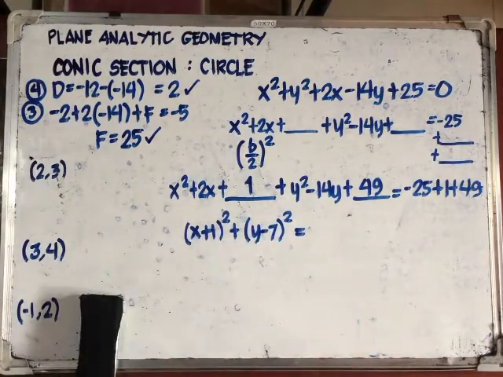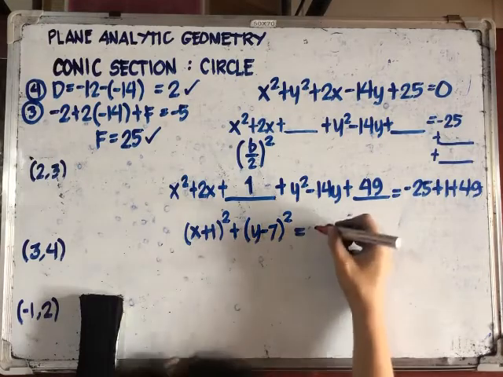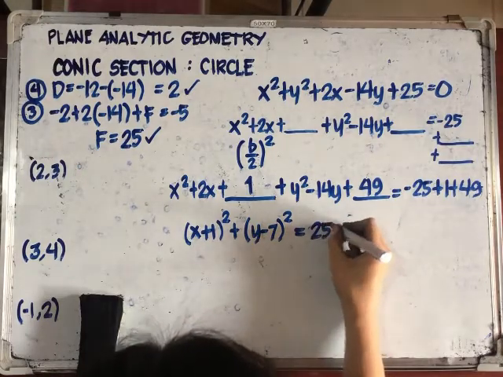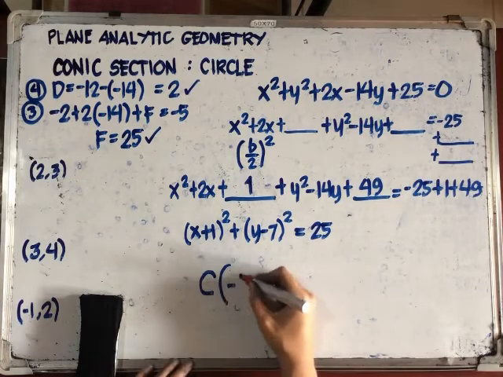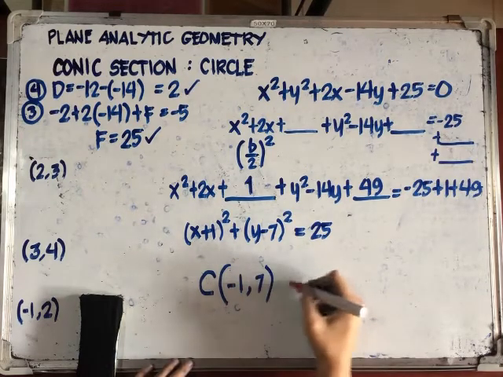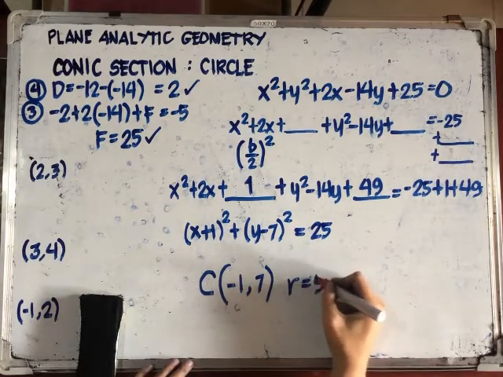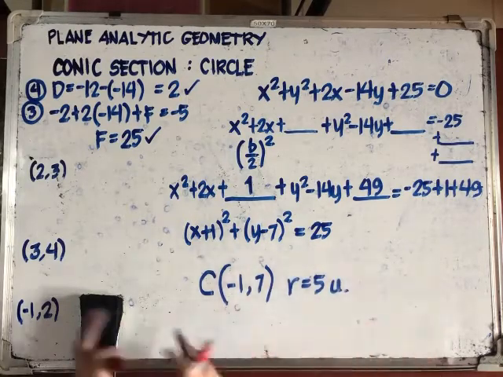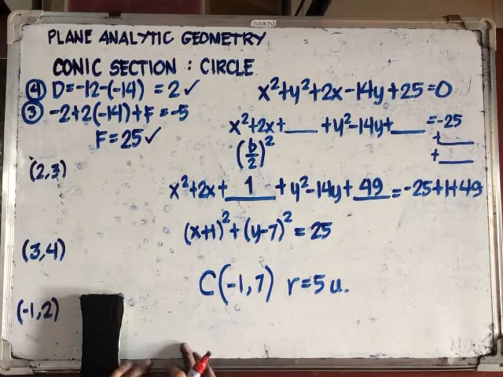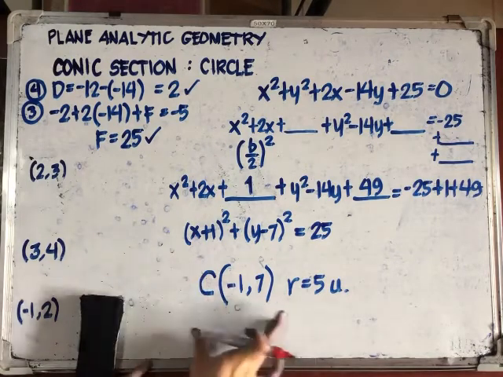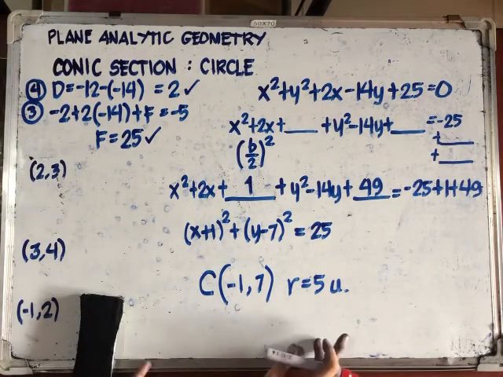Is equal to, on the other side, ilan yung magiging total? Negative 25 plus 1 plus 49. So, 25 ang nandito sa kabilang side. Alright? So, ang center mo nito is negative 1, 7. Ang radius mo naman is 5 units. Pinakita ko lang yan para at least marunong kayo from general form into this standard form. Tapos malolocate mo ulit yung center and yung radius.